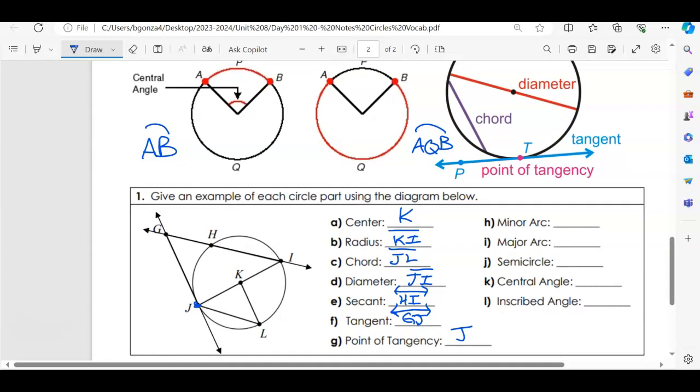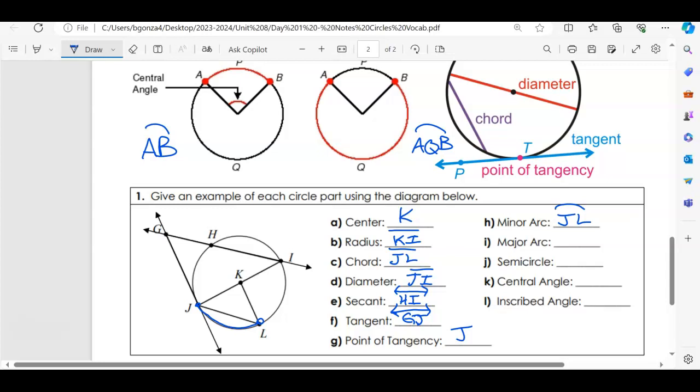Okay. With that information, let's try to name a minor arc from this picture. All I need are 2 points on the edge. What are 2 points on the edge? Here. J, L. We can do JL. J to L is a small little arc. So I'm going to put JL, and I'm going to put a little curve, a little arc on top.